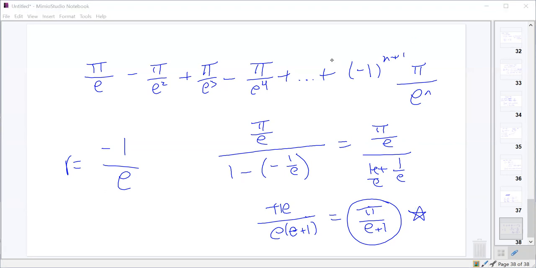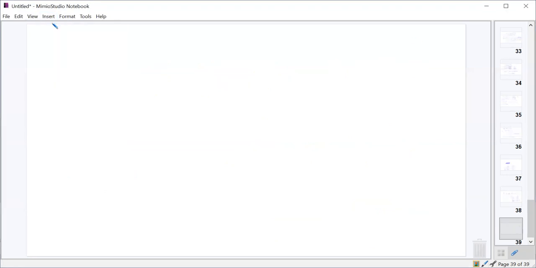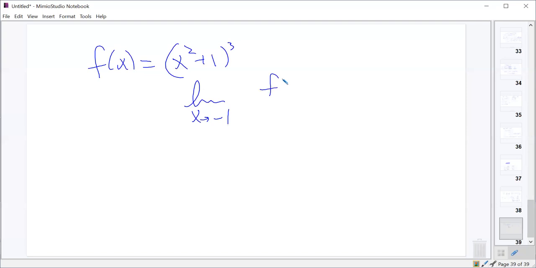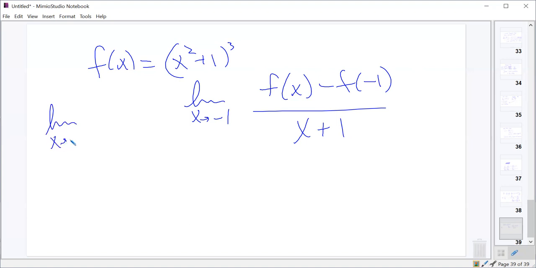Cool. All right. I know I was talking the other day about how they sometimes like to put in ones like this. So let's say we've got something like this. They give you some function, and they say, what's the limit as x approaches some value of your function minus f of that value over x plus 1. And so we would note that this is the limit definition of the derivative, right? This is the limit as x approaches a of f of x minus f of a over x minus a, with x equal to -1.